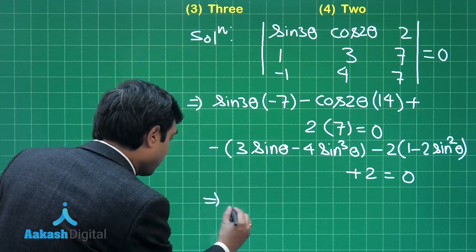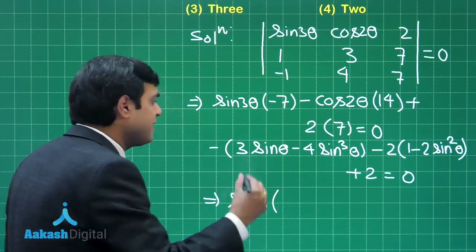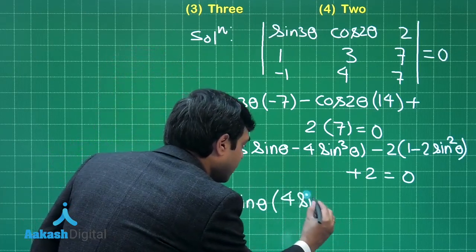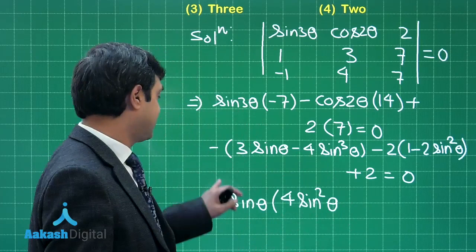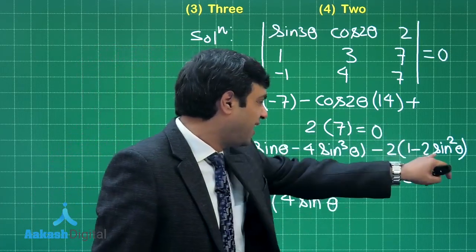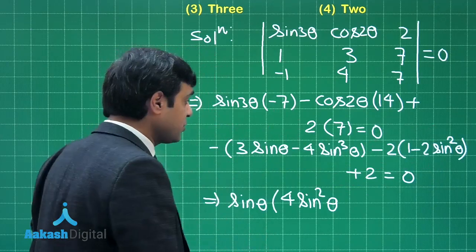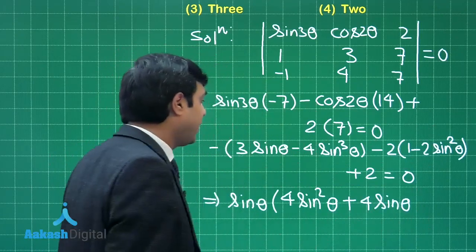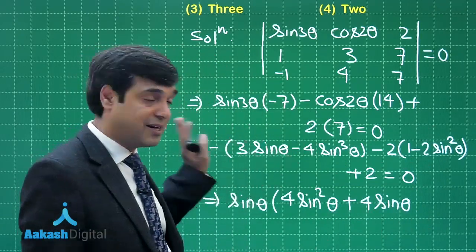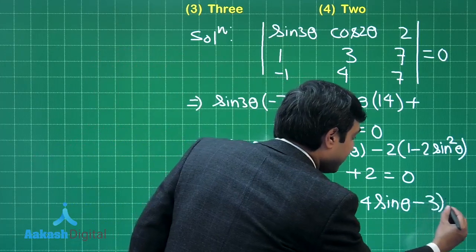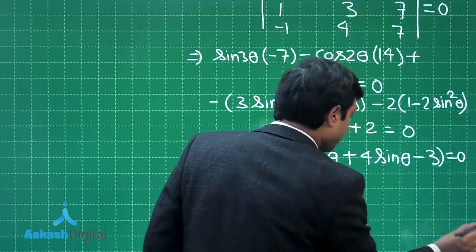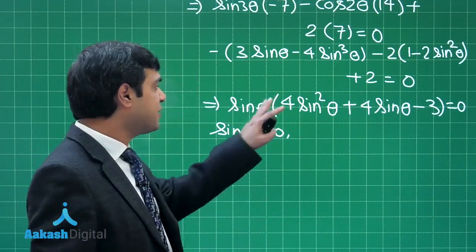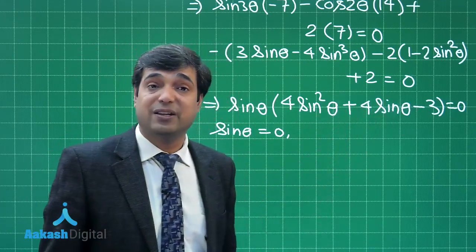Next, you can take sin theta common. On taking sin theta common, you have minus multiplied to it. So, you have 4 sin square theta. Next, you have the term plus 4 sin square theta. Sin theta was common, so we are left with plus 4 sin theta. Moving ahead, we have minus 3 sin theta taken common. So, minus 3 is equal to 0. I am sure this equation is clear to you. One is sin theta is equal to 0. Next is 4 sin square theta plus 4 sin theta minus 3 is equal to 0.